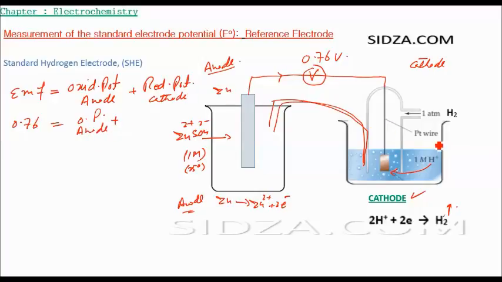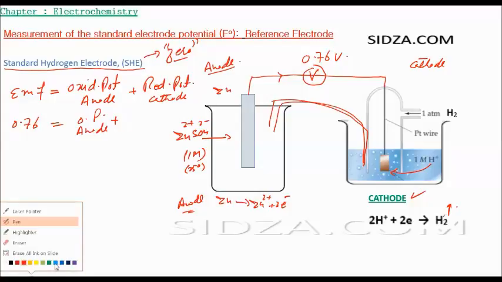Now, since the reference electrode here is a cathode, and we normally take the electrode potential of a reference electrode as 0, by convention we take it as 0. Whether it acts as an anode or a cathode, the electrode potential of this reference electrode is taken as 0. By convention, it is 0.